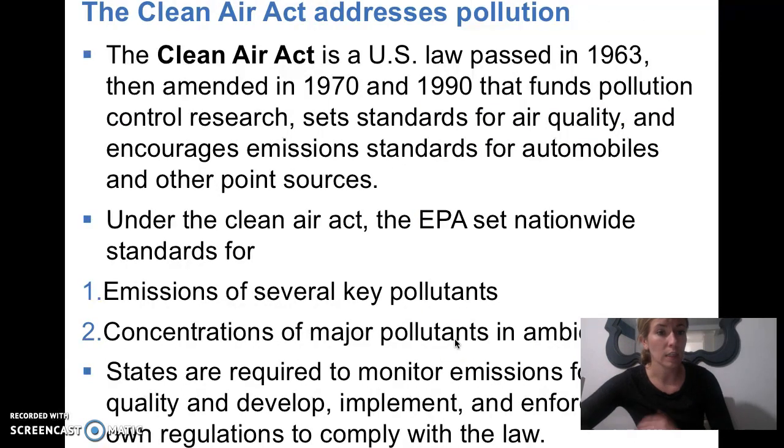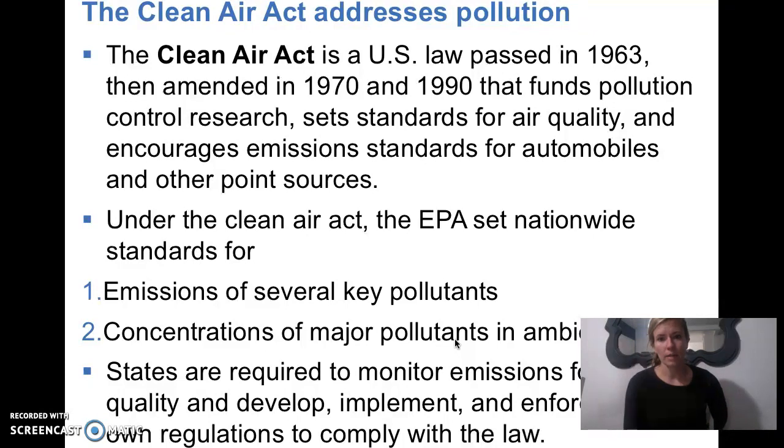So we have what's called the Clean Air Act. It was passed in 1963, amended in 1970 and 1990, and it funds pollution control research, sets standards for air quality, and encourages emission standards for automobiles and other point sources. It imposes limits on emissions from new sources, funds a nationwide air quality monitoring system, and enables citizens to sue parties that are violating the standards. So you or I could sue someone if we thought they were violating the Clean Air Act.